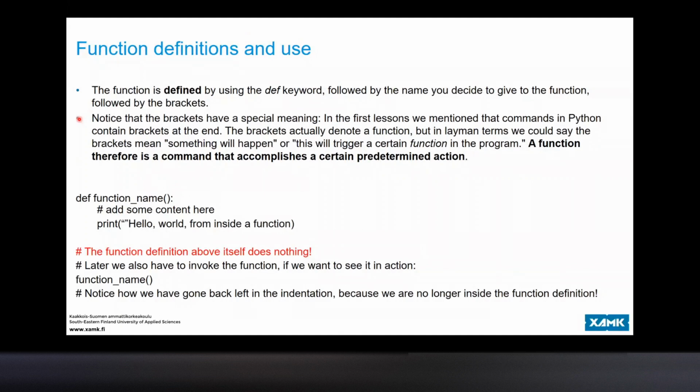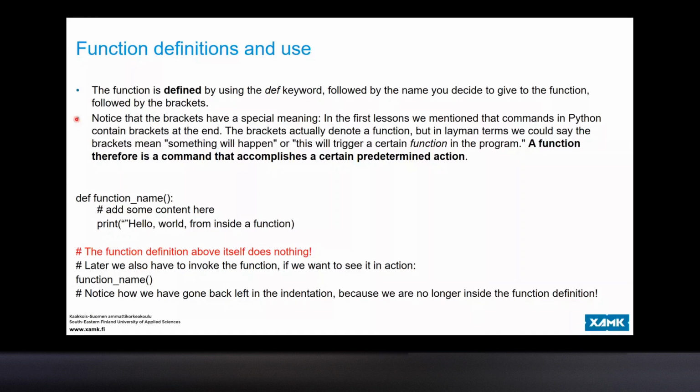So in the first few lessons, we mentioned that commands in the Python programming language always have these brackets at the end. So what the brackets actually do, they denote a function. So whenever you're seeing brackets, it means that there is actually a function behind that command. In layman terms, we could say that the brackets just mean that something will happen, or this will trigger a certain function in the program.